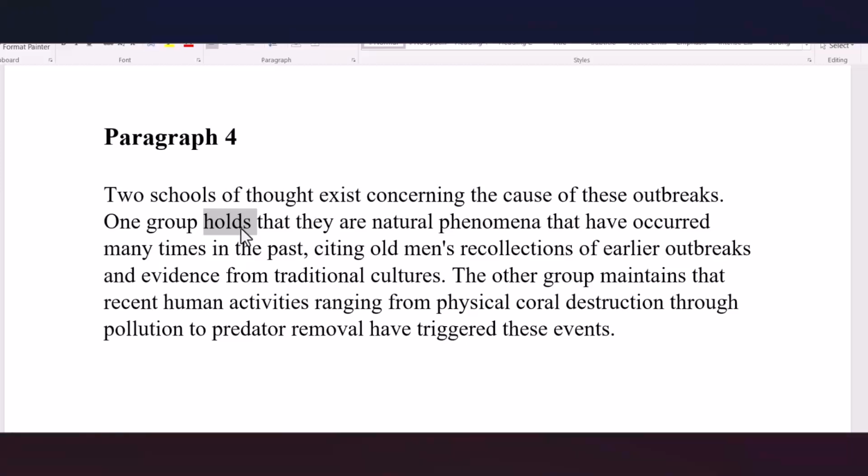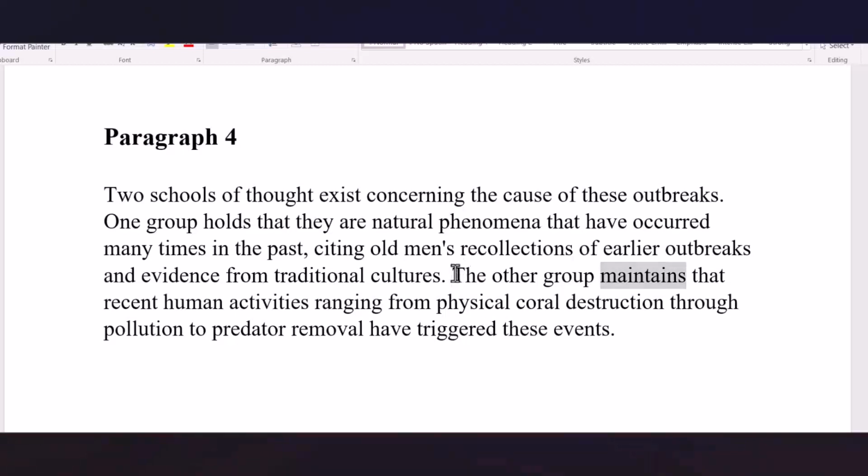But for example, I hold my book. I keep my book in my hands, for example. Hold also has other meanings, and an interesting one is to believe something, to state something, to be of a specific opinion. For example, in the sentence, "one group holds that," we mean one group believes that, one group is of the opinion that.